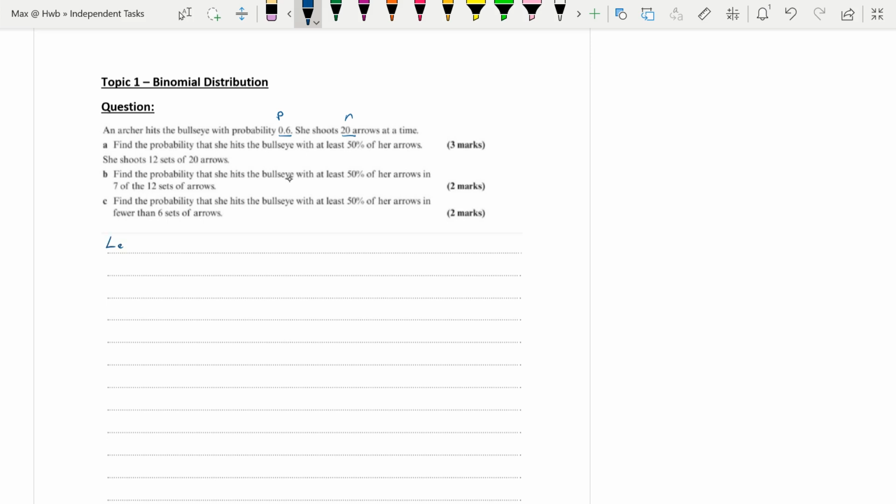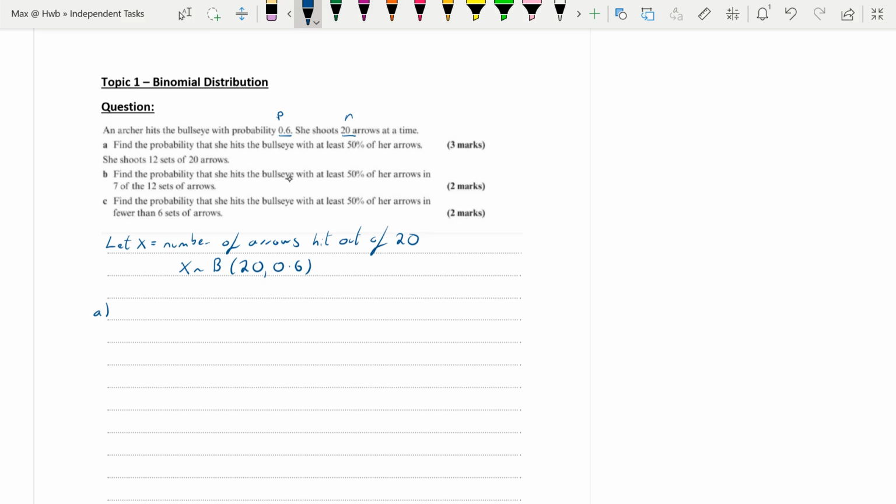So my first thing needs to be let X. In this case, I'm going to let X be the number of arrows hit out of 20. Now I can write my distribution out: X is binomially distributed 20, 0.6. Now I've got my distribution set, I can go into the questions.